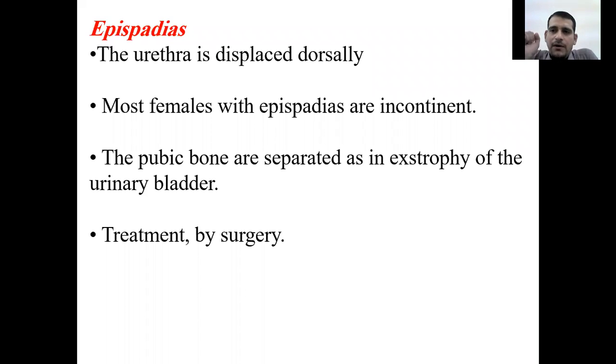The pubic bone is opened or displaced from the pubic symphysis, something like an open book, and may be associated with exstrophy. So it is a congenital anomaly with multiple defects.